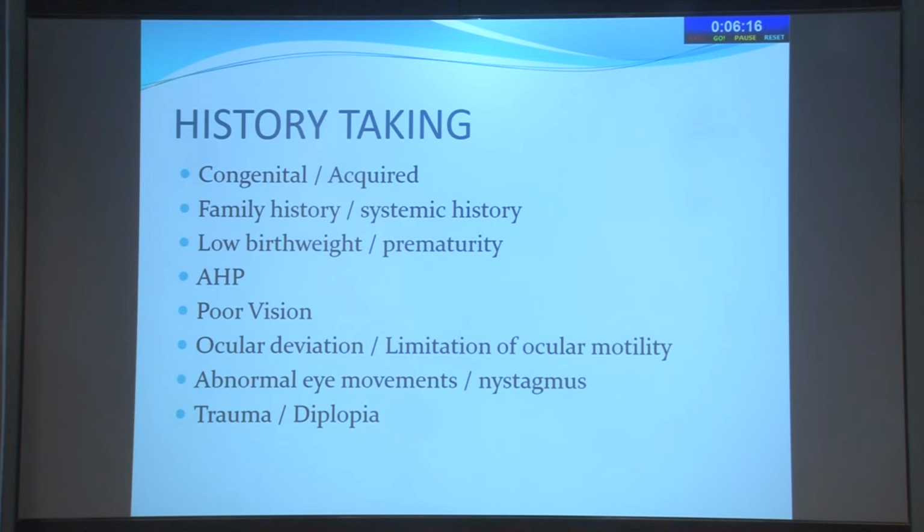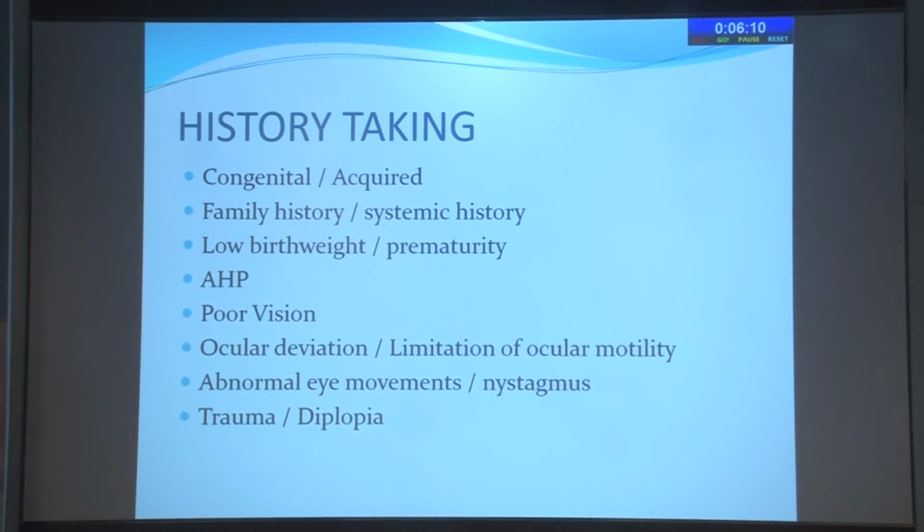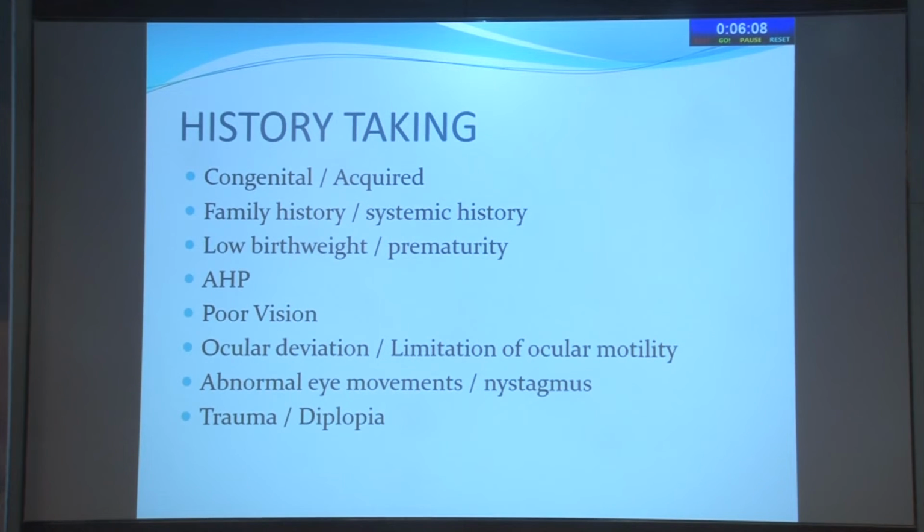Poor vision, of course, can be because of amblyopia, refractive error, and so many other causes, maybe there are CNS issues. So visual acuity is very important, like in every aspect of ophthalmology. The visual assessment is very important. Then we have to look at the ocular deviation, limitation of ocular motility, and abnormal eye movements like nystagmus or some aberrant innervation. History of trauma and diplopia is also very important. Diplopia obviously will have to be analyzed in more detail.